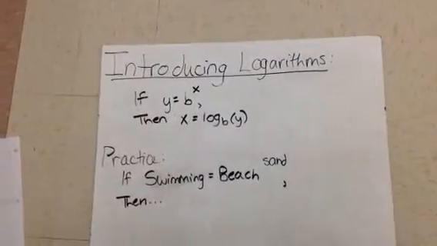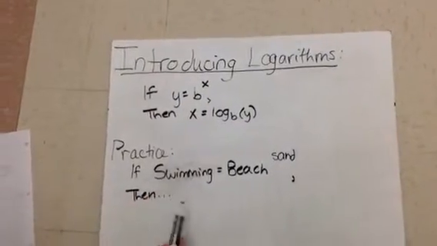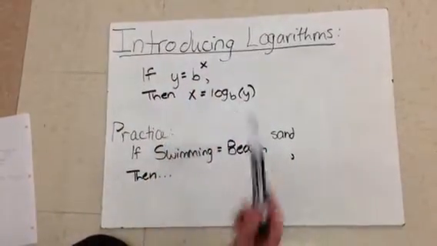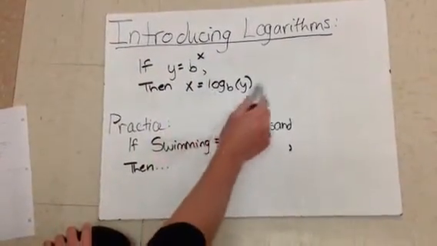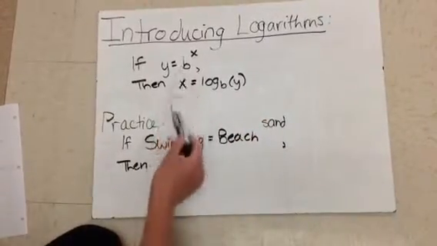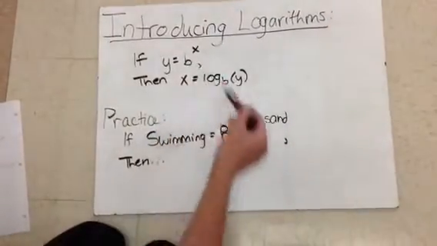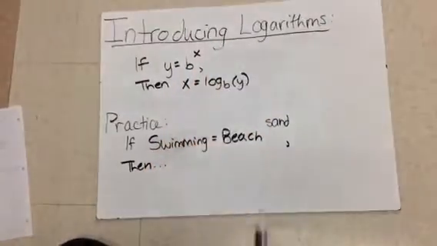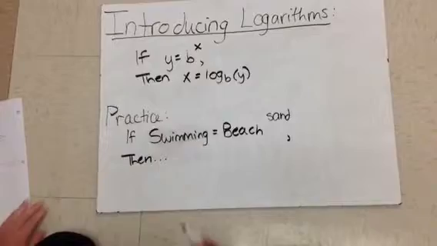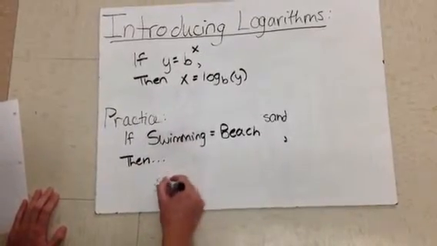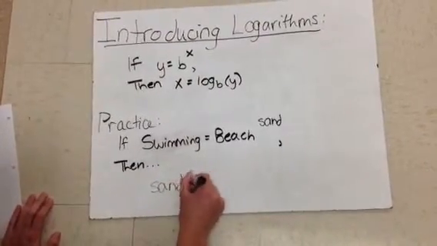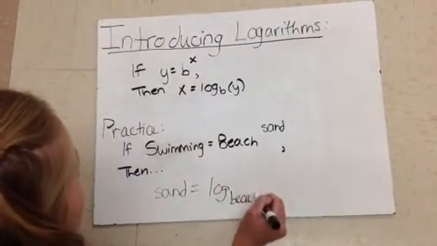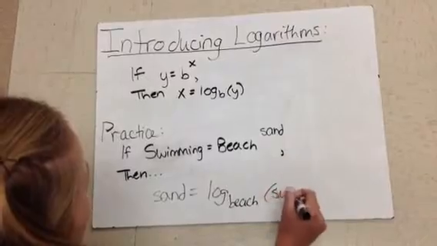So we're going to be practicing the introductory logarithms. We're going to be using y equals b to the x and convert it into x equals log b to the y. So here we're going to have swimming as our y, beach as our b, and sand as our x. So if we're following this rule here, then it will be sand is equal to log beach swimming.